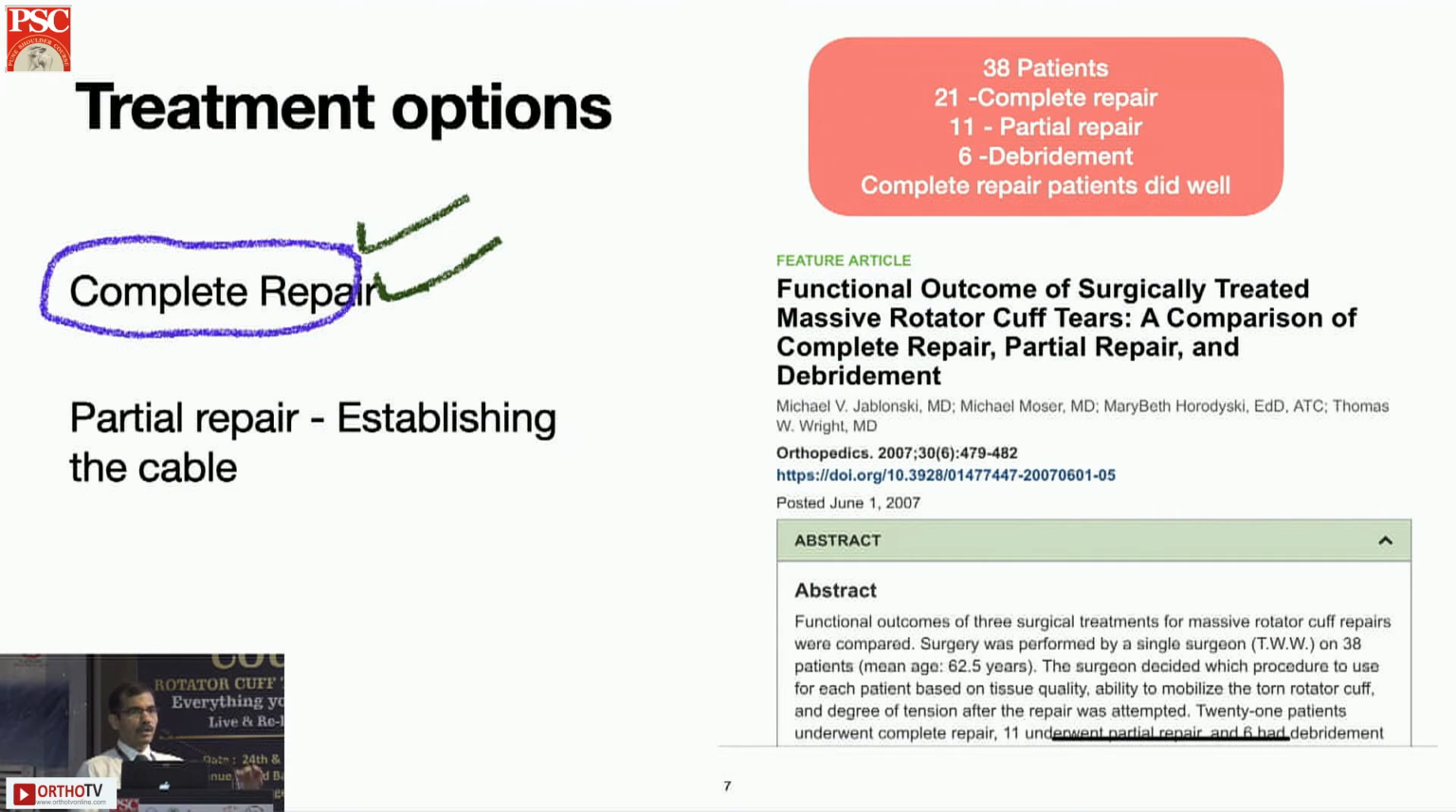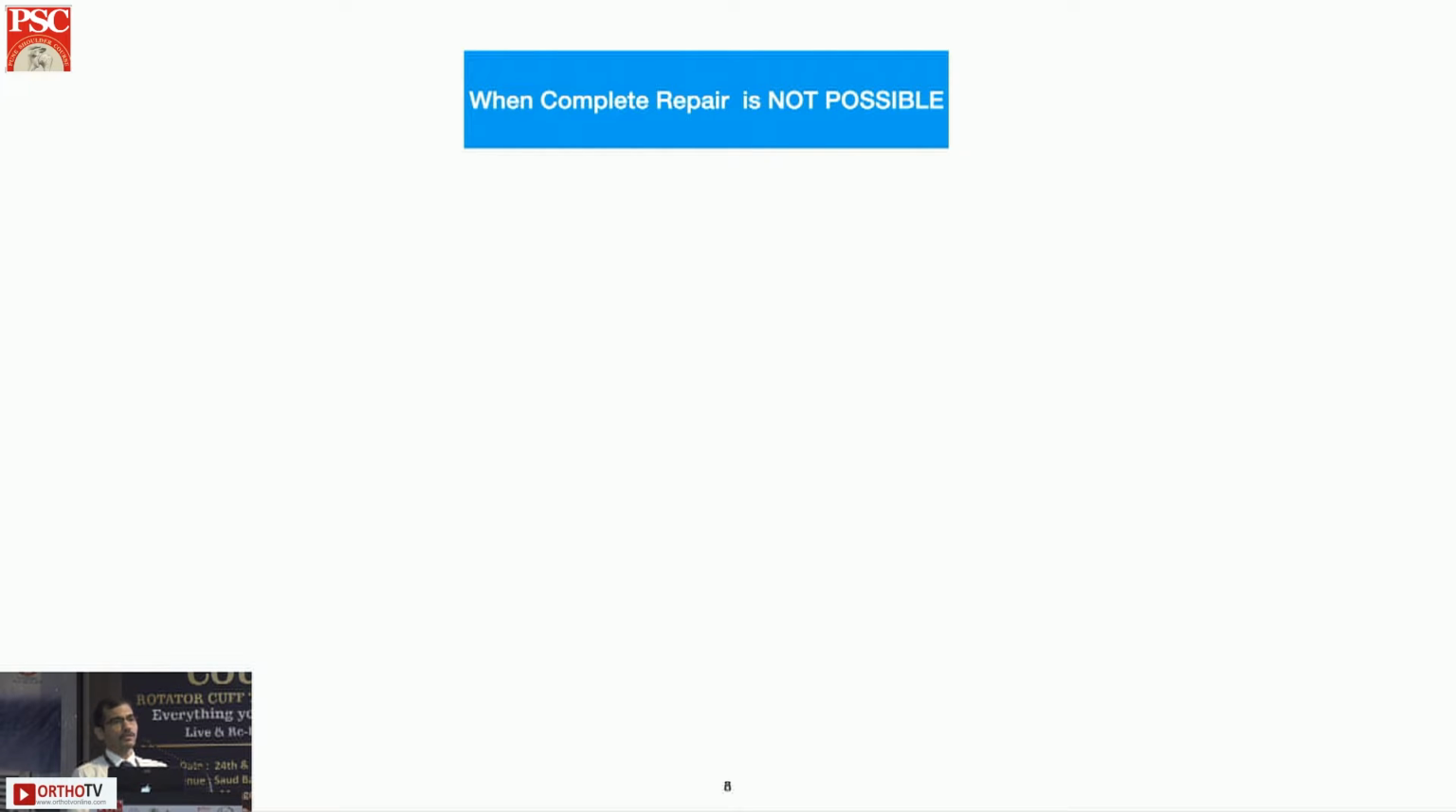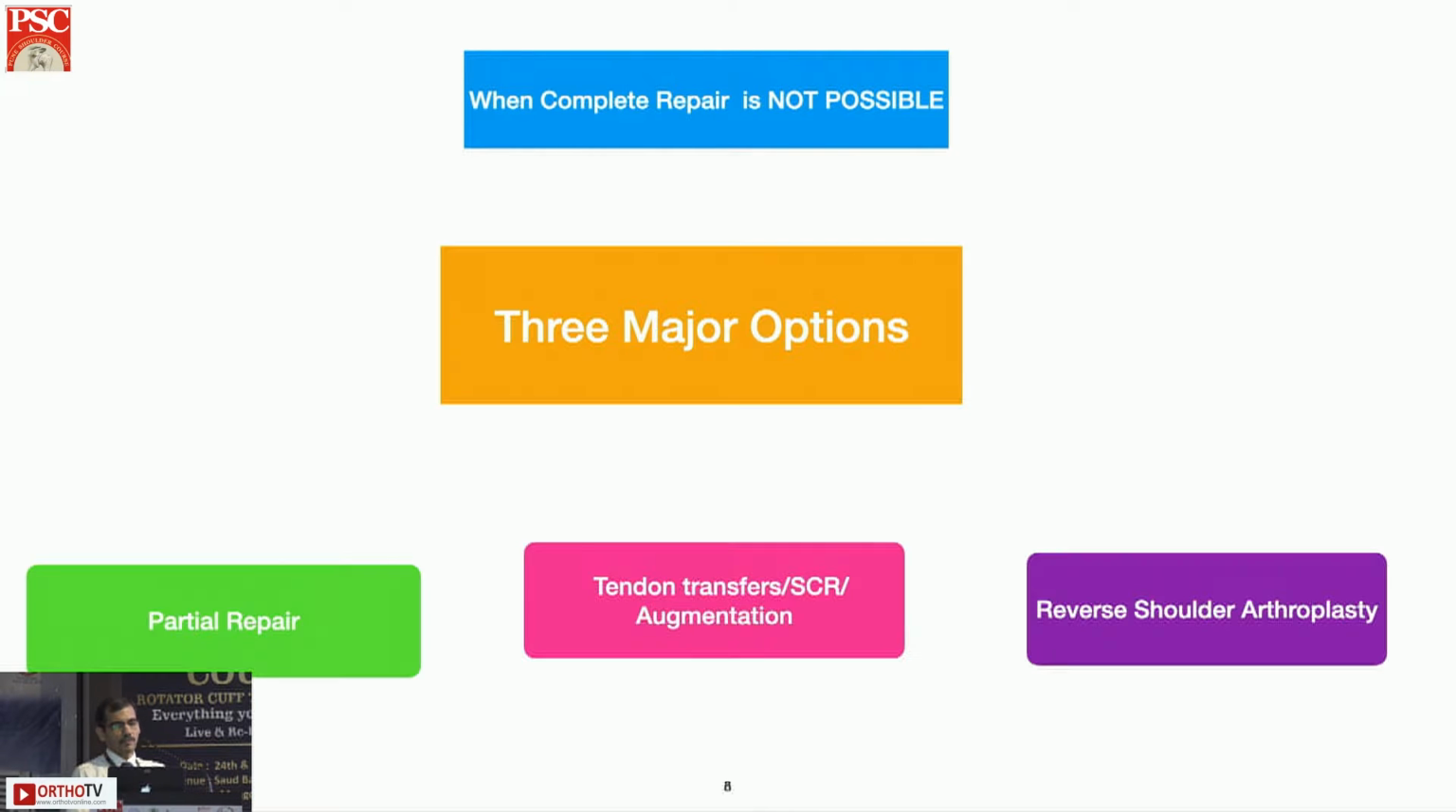So if we consider treatment options, if we are able to do the complete repair, that is the best option. Because compared with partial repair, the complete repair has been shown to have a significantly better outcome. So that is the best option one should think about. But the question is, when the complete repair is not possible, what to do? Then we have three options.